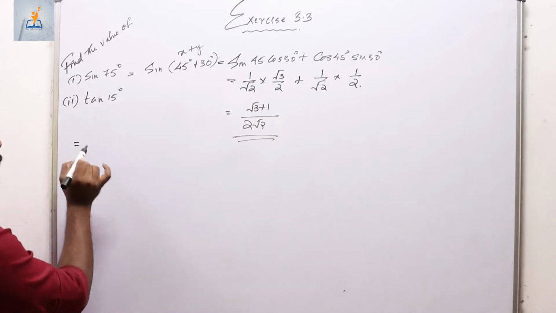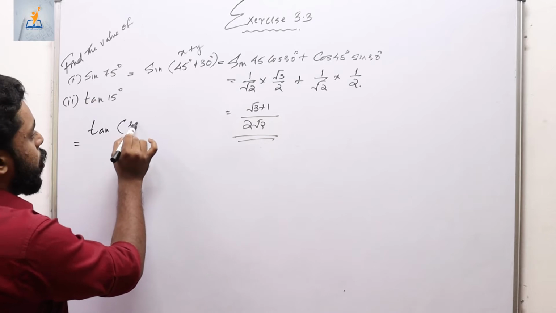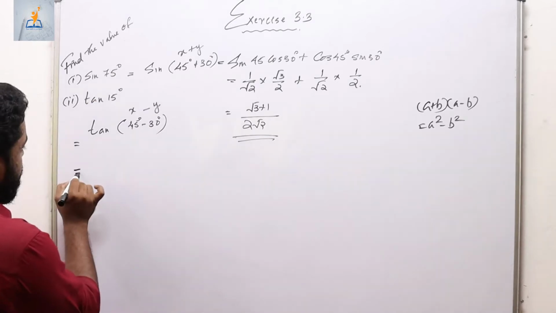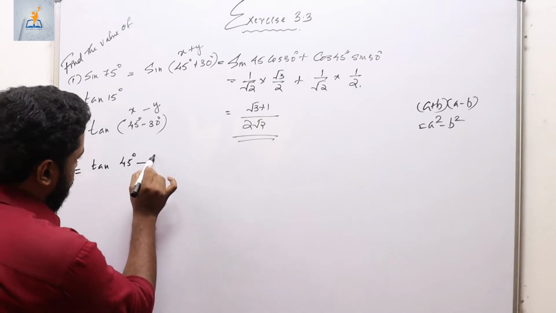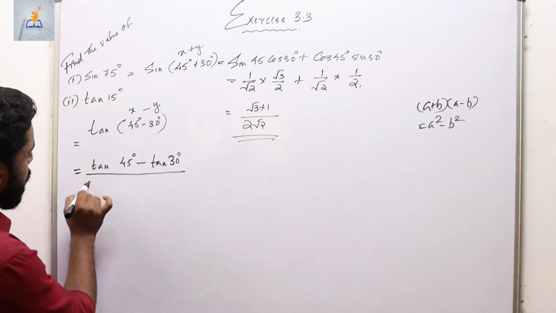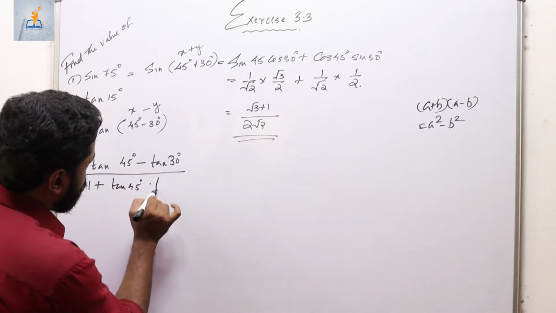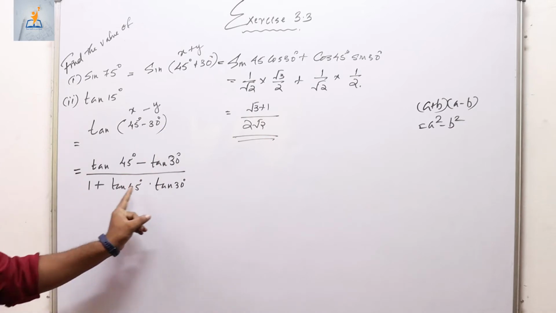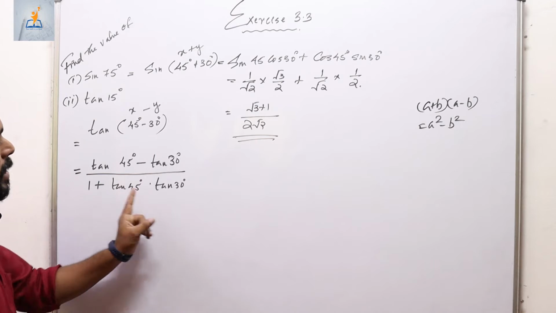Now we shall find tan 15 degree. It can be rewritten as tan 45 degree minus 30 degree, isn't it? It is equal to tan 45 degree minus tan 30 degree whole divided by 1 plus tan 45 degree into tan 30 degree. Why this happens? Because it is of the form tan x minus y, and we know the formula for tan x minus y as tan x minus tan y divided by 1 plus tan x tan y.